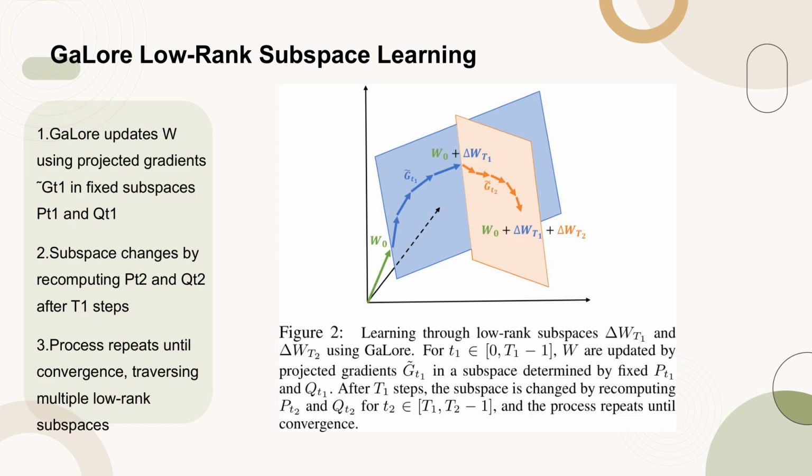Figure 2 illustrates the process of learning through low-rank subspaces using GaLore. Initially, weights W are updated by projected gradients G_t within a subspace defined by fixed matrices P_1 and Q_1 for T_1 steps, ranging from 0 to T_1 minus 1. After T_1 steps, the subspace is altered by recalculating P_2 and Q_2 for the subsequent steps in the range T_1 to T_2 minus 1. This cycle of subspace switching and weight updates continues until the model converges, effectively traversing through multiple low-rank subspaces to optimize the weights.